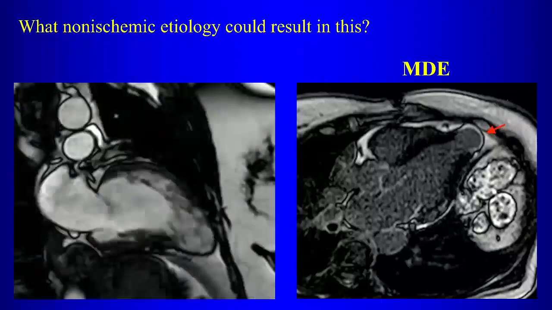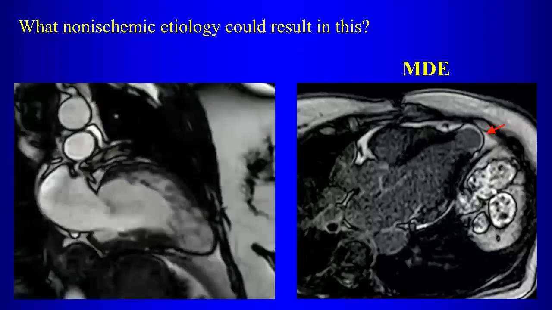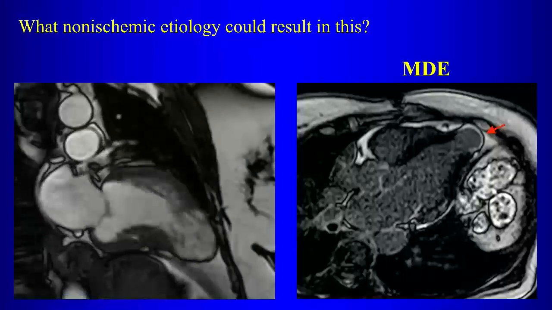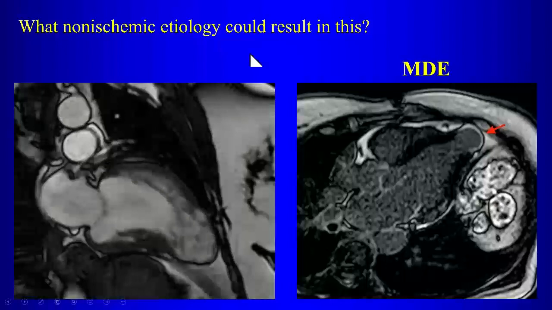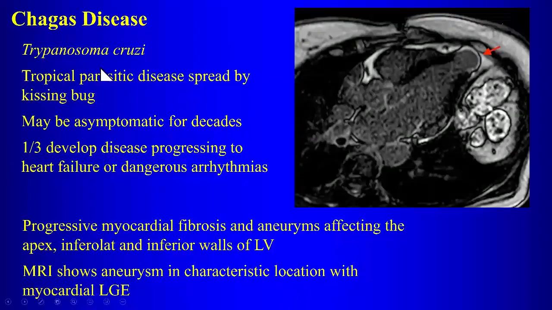Fibrosis, delayed enhancement, aneurysm in the ventricle. Any idea? Chagas disease. Somebody's done reading here. Correct. So, this is a parasite, a tropical parasite, spread by the kissing bug, and it can be asymptomatic for decades.